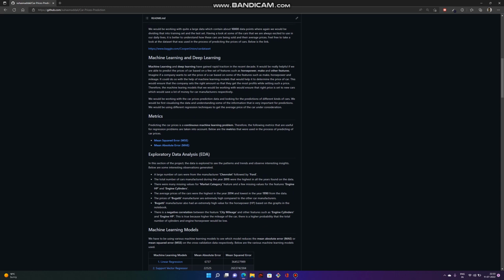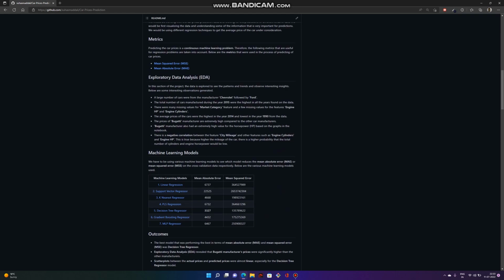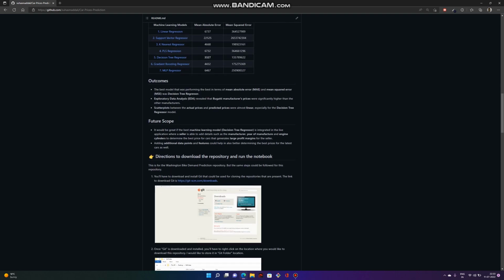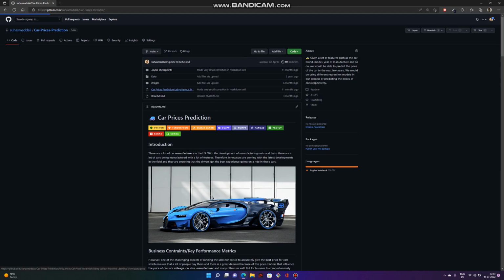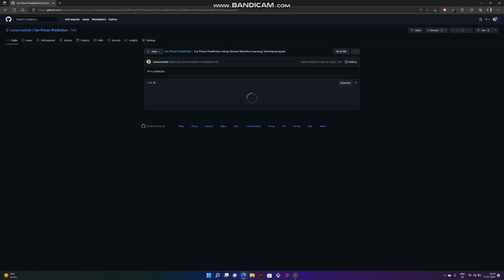In machine learning, the first step is to perform exploratory data analysis, where we try to identify interesting trends and patterns in the data. After that, we implement some machine learning and deep learning models. In this list of tables, I have added some metrics like the mean absolute error and mean squared error, and these are all the machine learning models that I have used. Let us now go over the code so that I can explain everything in great detail.